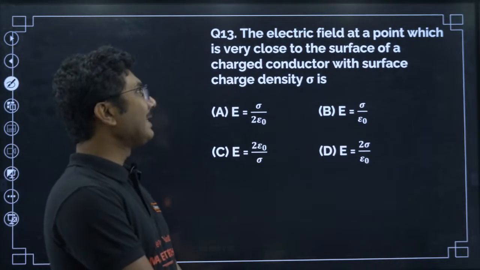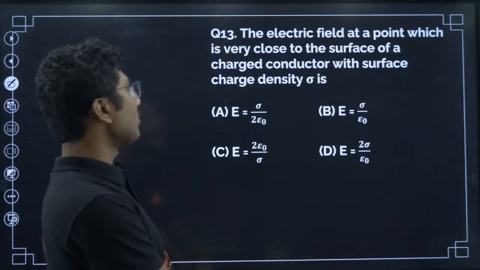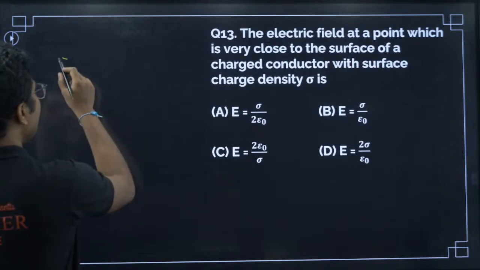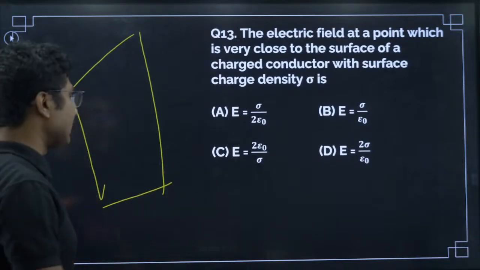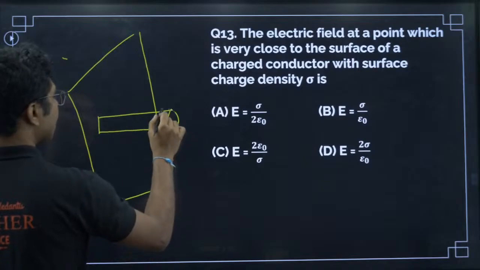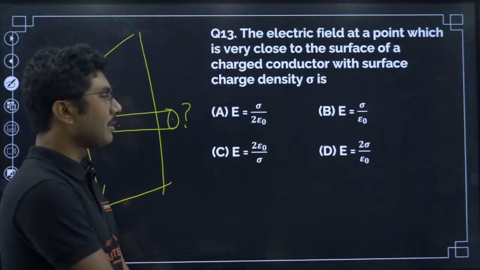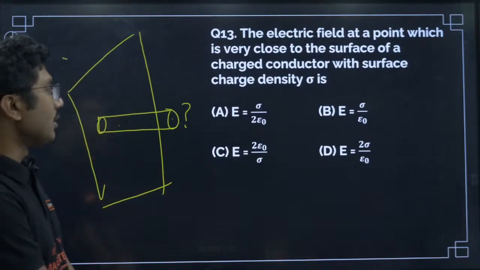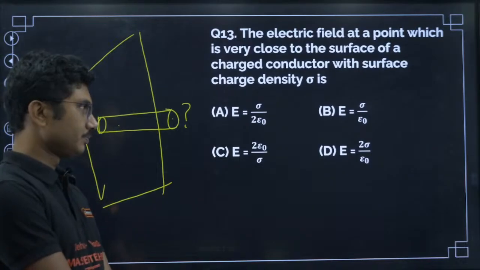Next, the electric field at a point which is very close to the surface of a charged conductor with surface charge density sigma. So we have a charged conductor, it is not an insulator, it is a conductor. What will be the electric field near this charged conductor? E is equal to sigma by 2 epsilon naught, E is equal to sigma by epsilon naught, E is equal to 2 sigma naught by epsilon, E is equal to 2 sigma by epsilon naught.